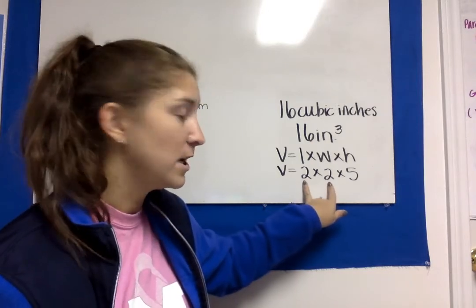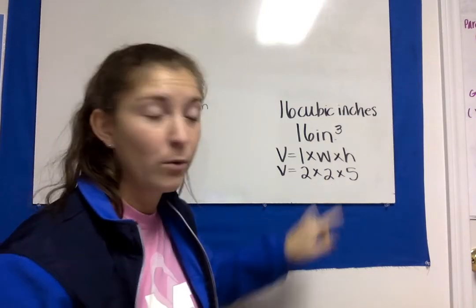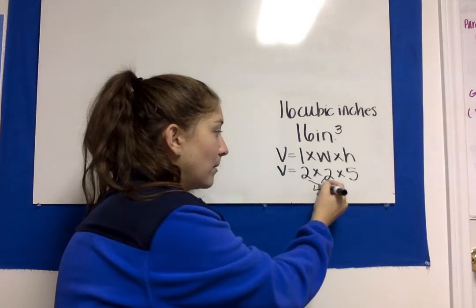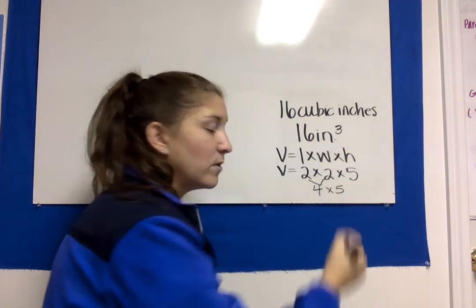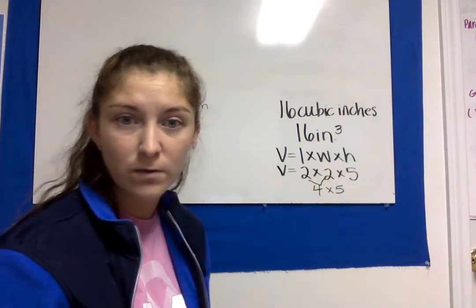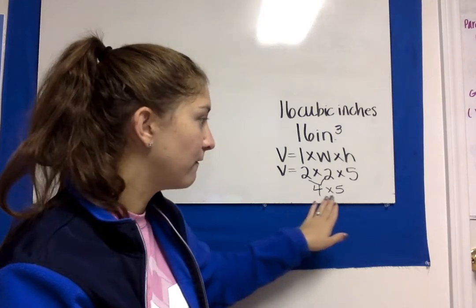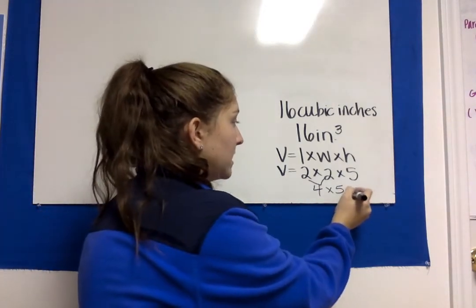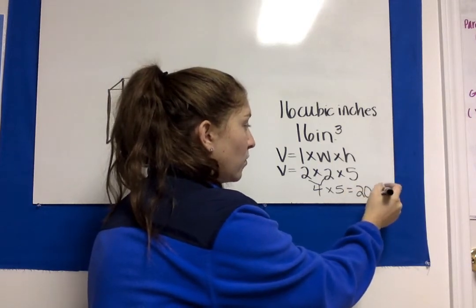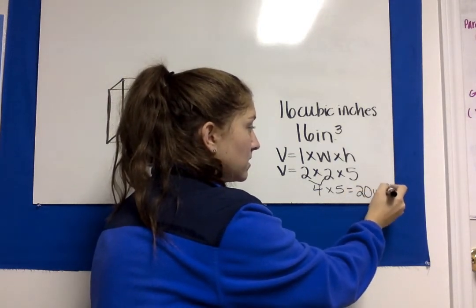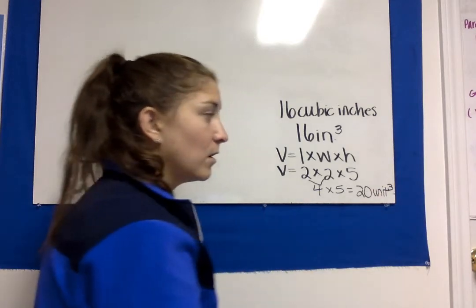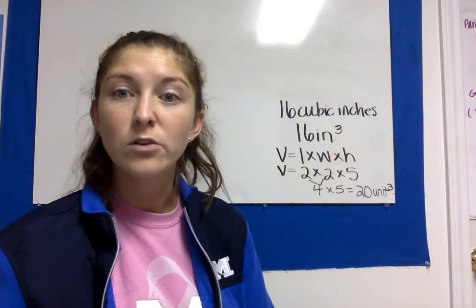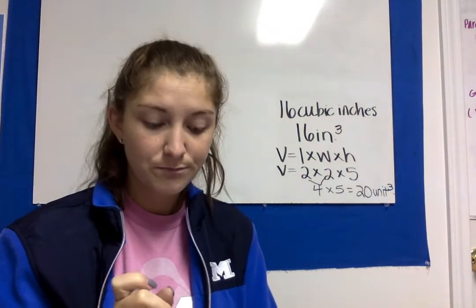I know right here 2 times 2 is 4. I'm going to use my drop down arrow just like we've been using in order of operations, hopefully with your teacher. And then I have 4 times 5. 4 times 5 I know is 20. So that means that the volume is going to be 20 units cubed, or 20 cubic units, however you want to write that one out.